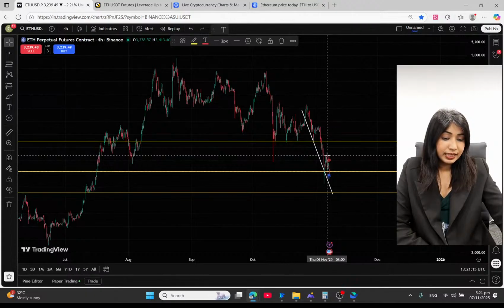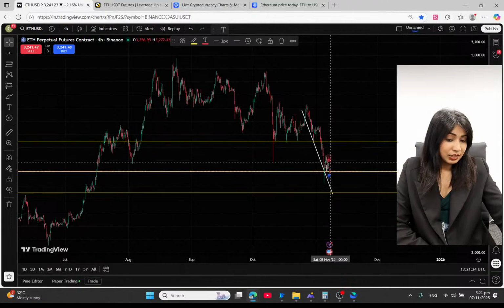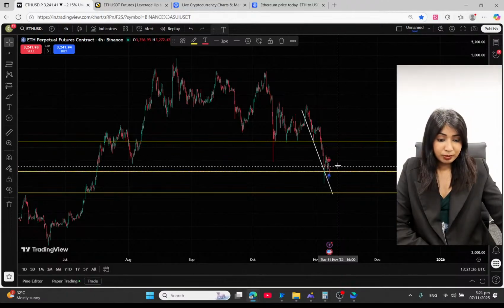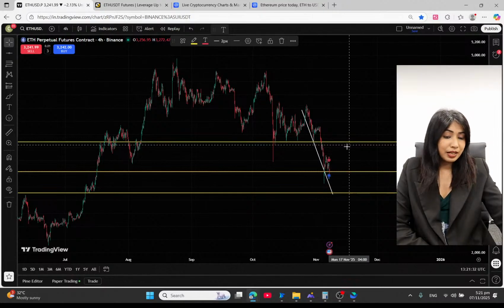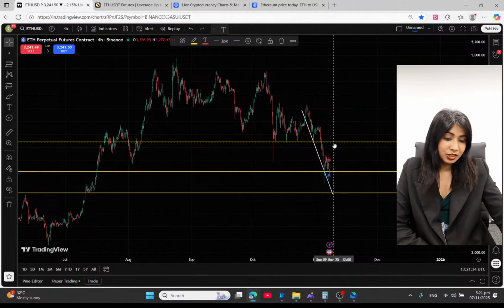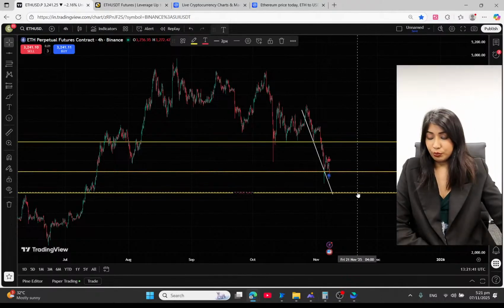Now, if buyers are going to be strong, this low which it created last time is the resistance for this particular low. Price either has the option, if buyers become strong, to reach the resistance level and bounce to this level, or it might as well touch this support and then further break down.